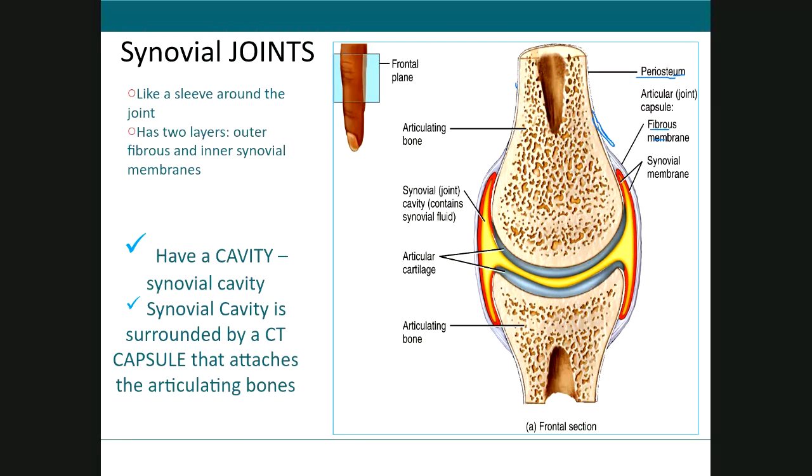The inner layer, you could see in red, has a synovial membrane which secretes synovial fluid. And as we talked about, this fluid is going to provide nutrition to this articular cartilage at the ends of bone. So it's going to provide oxygen, nutrients, has phagocytic activity, and also lubrication and shock absorption around the joint.